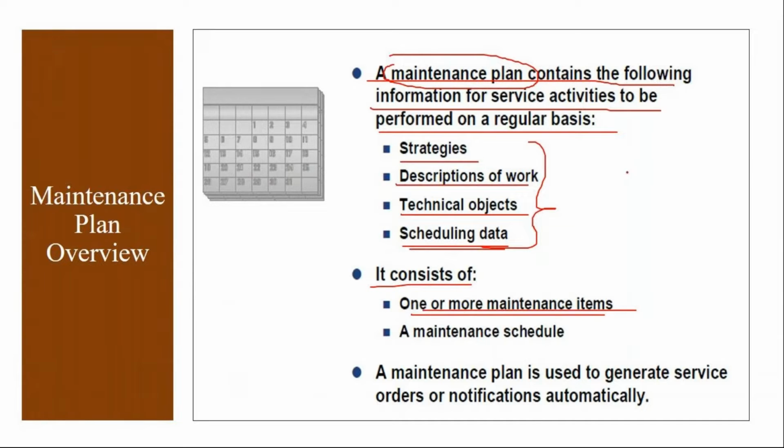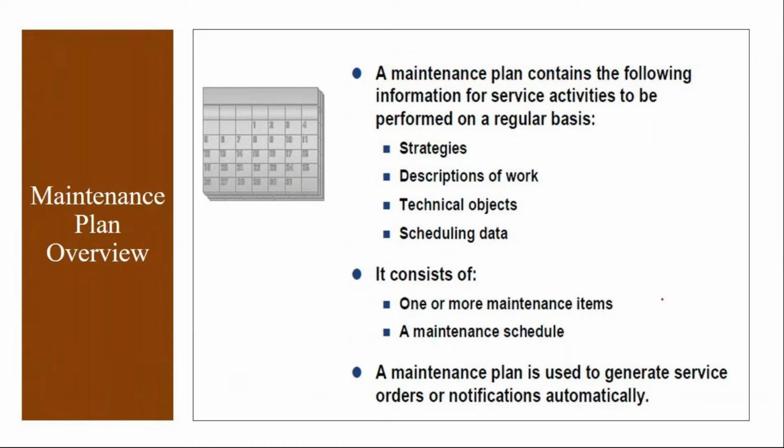So there will be two things: the maintenance plan, and inside that you will have an item. I'll show you this in the system. Basically the main aim of using a maintenance plan is to generate service orders or notifications automatically. Here you will not create them manually. The system will automatically generate them once that particular criteria, particular due date is reached. So that is the main aim of using the maintenance plan.